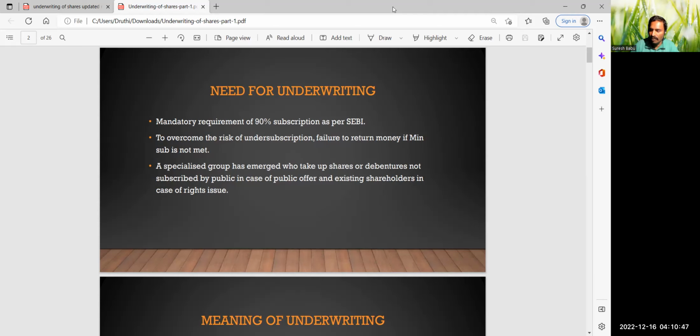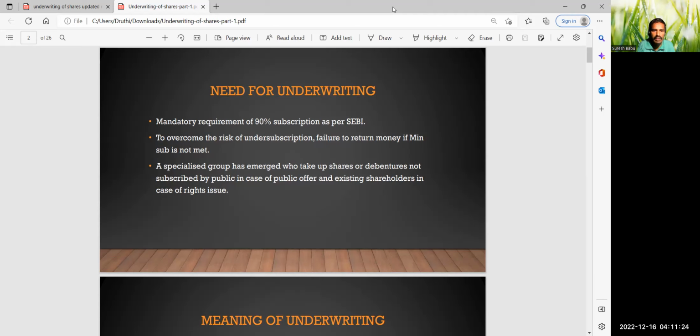That means the company is offering 10,000 shares, let's say. So 90% of it is 9,000 shares. The company has to sell a minimum of 9,000 shares within that particular period to the public. That means people have to purchase so many shares from the company. If it fails, there is a risk on the company that whatever money has been collected is to be returned back to the investors. Correct? It is a risk, right?